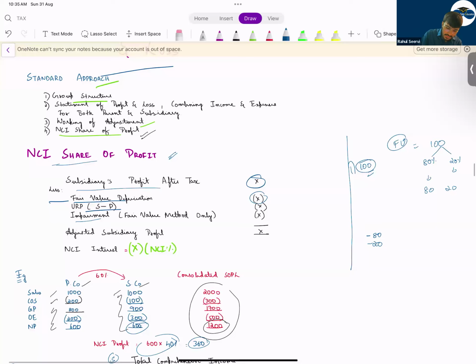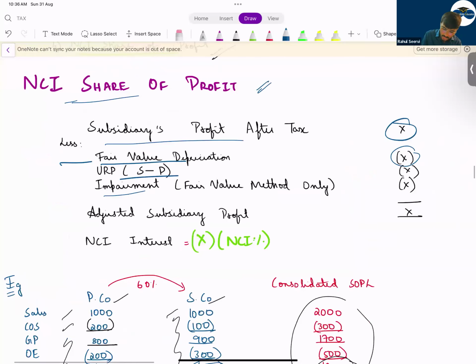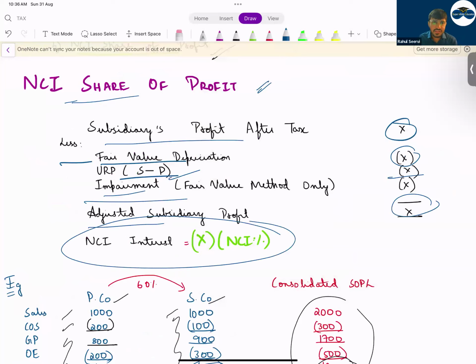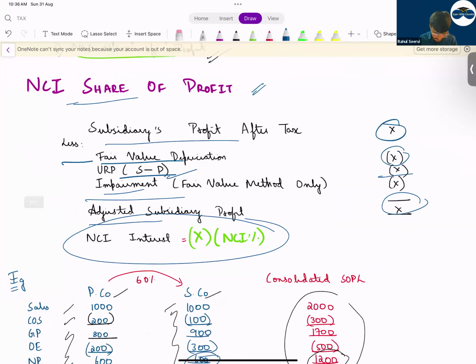Then sir, see here now, for any URP, you will take it and then you will get adjusted profit. Then you will apply the NCI percentage. Either you can do your F7 method also, no issues, but be a little bit quick, because if you do the total calculation, it will consume time.